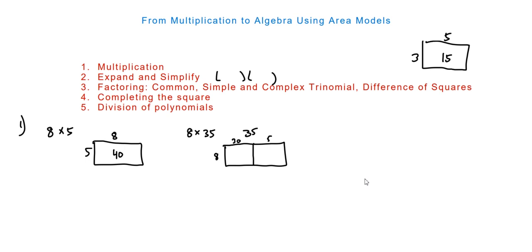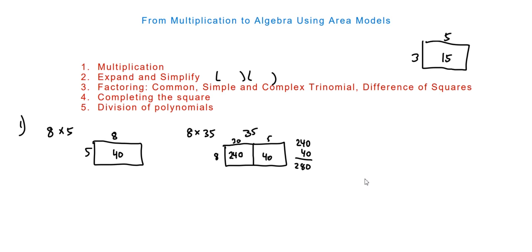So these areas are actually easy to find, because 8 times 30 is just 8 times 3 times another 10, because it's 30, and you get 240. And 8 times 5 we know is 40. So our total area is 240 and 40, which is 280. And that wasn't bad at all to do without a calculator.